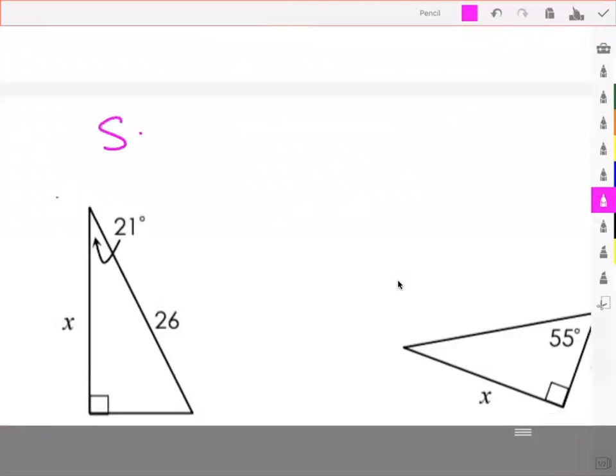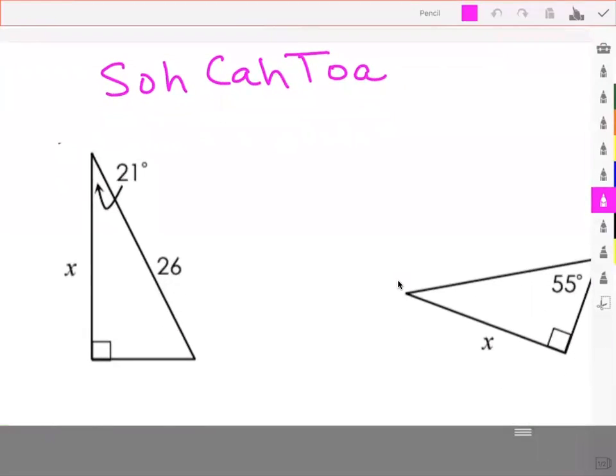And I'm going to write SOHCAHTOA every time if it's not given to me, because that helps me know which ratios to use. Let's see what information is given to me. Across from the 90 degrees is my hypotenuse. So I have it. And then X is next to the 21 degrees, so it's going to be the adjacent.